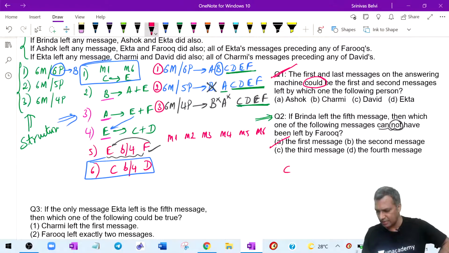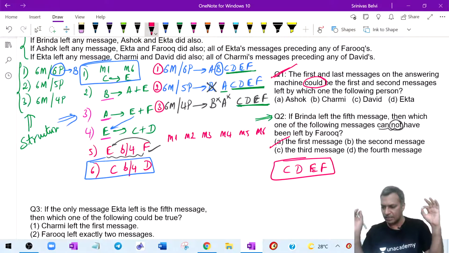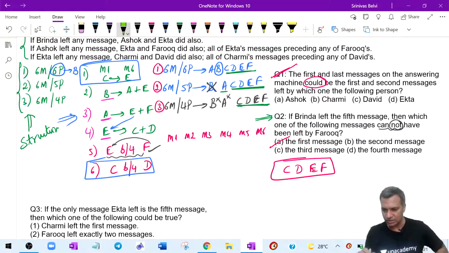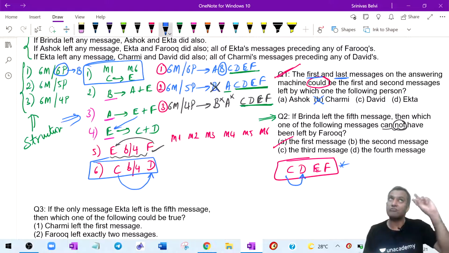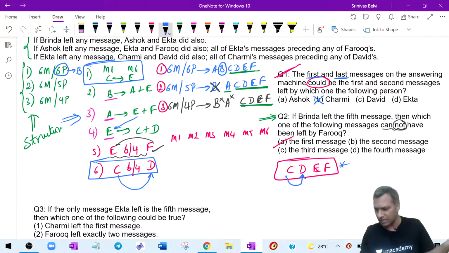One thing is very clear: C, D, E, and F are mandatory. These four people sending a message is mandatory. Now all the messages of C should come before D. Therefore, C cannot send the first and the last message, because the first and the last message are sent by the same person. Is it possible that C can send the first and the last message? Never possible. All the messages of C come before D, so C cannot send the first and the last message and squeeze in D's message in between. Not possible.